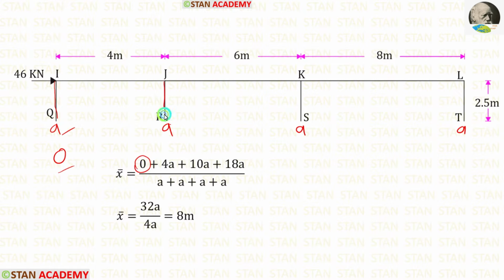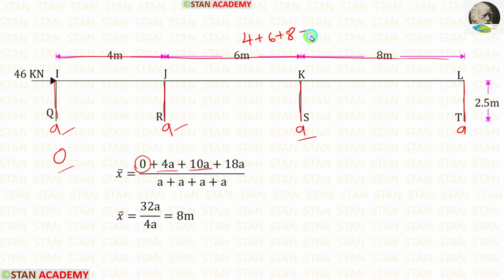For the member JR, the horizontal distance is 4. When we multiply 4 with A, we will get 4A. For the member KS, the horizontal distance is 4 plus 6, we will get 10. When we multiply 10 into A, we will get 10A. For the member LT, the horizontal distance is 4 plus 6 plus 8. We will get 18. We have to multiply 18 with the A.